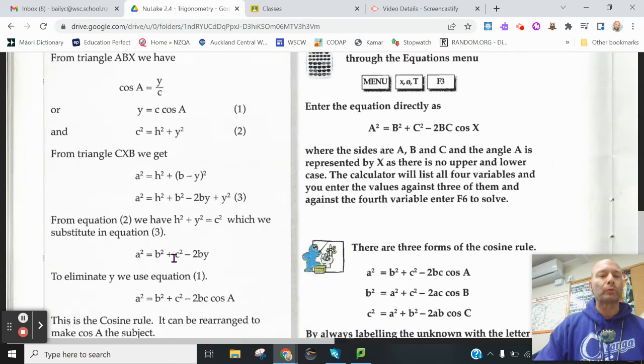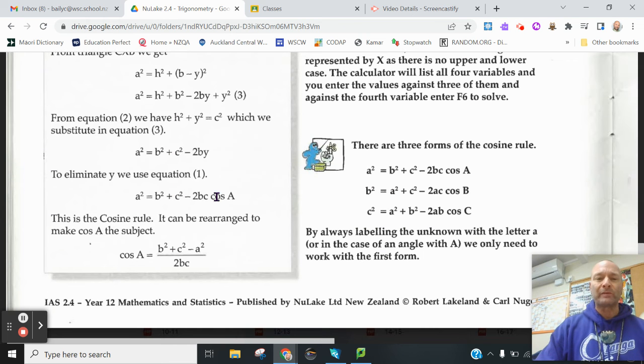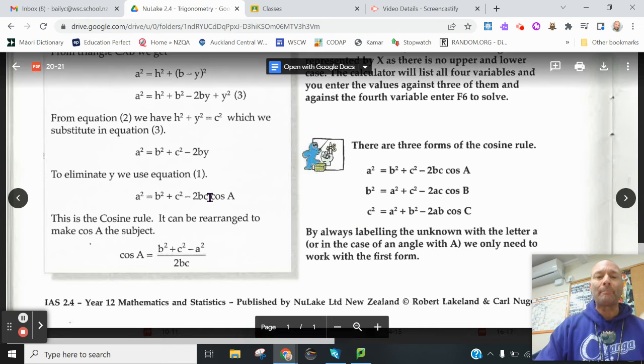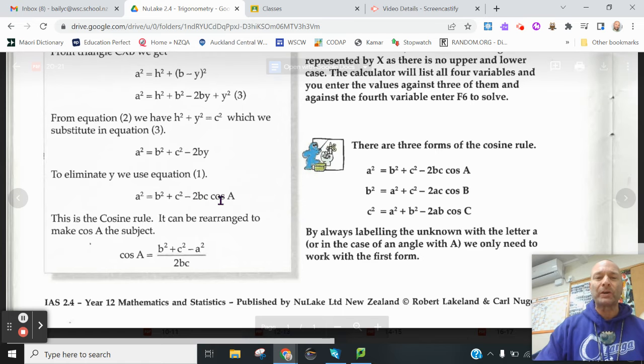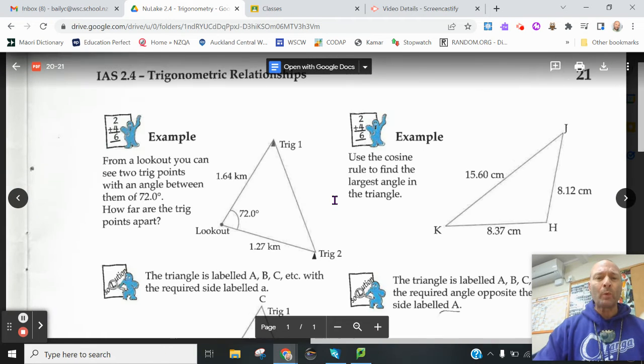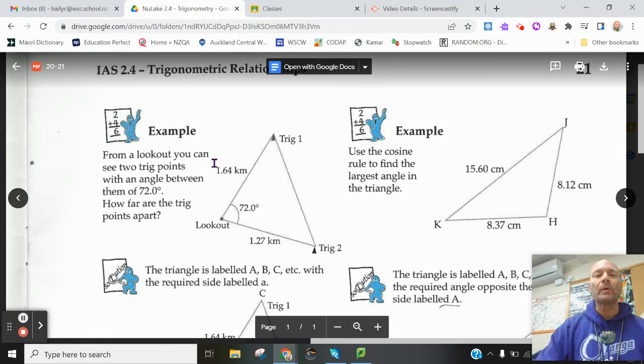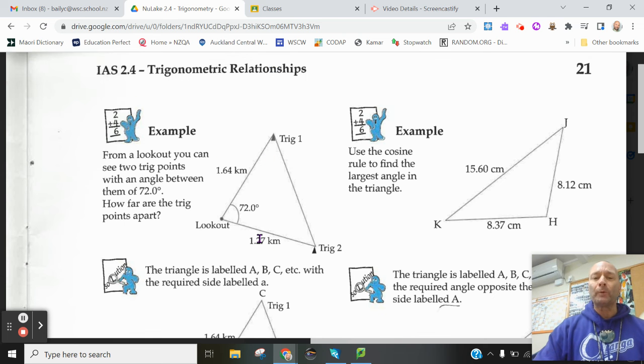So the cosine rule for the length of the side is given right here. Why don't you go ahead, pause the video, and add this to your notes. Little a squared equals little b squared plus little c squared minus 2 times b times c times the cosine of angle A.